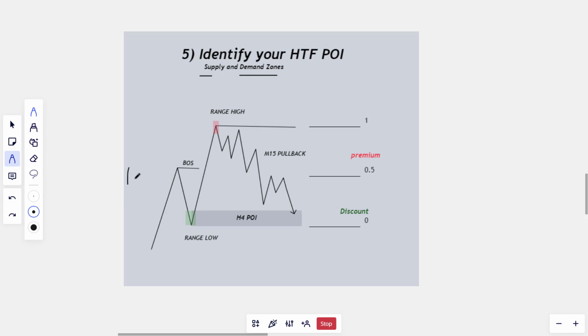So right here was our 4-hour structure. Inside of our 4-hour structure, we have our range. This was our range low, and then our range high. We know that this is external range liquidity. Price will have to come back up to clear this right here.